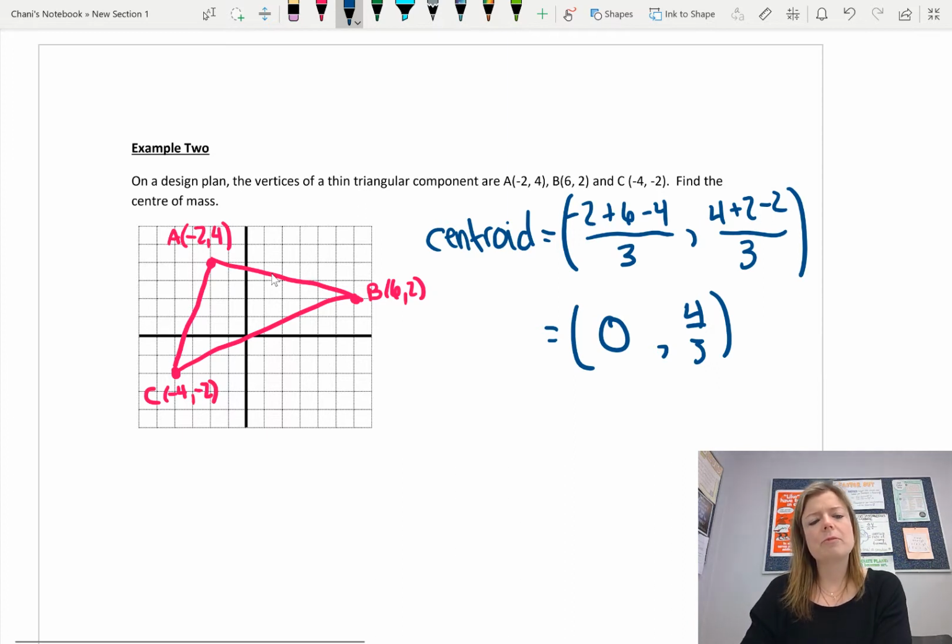So you don't have to show me the work of how you find the midpoint if you can do it in your head. 6 minus 2 is 4. 4 divided by 2 is 2. 4 plus 2 is 6. 6 divided by 2 is 3. So there's our midpoint there. So 2, 3, and we connect it to the vertex.